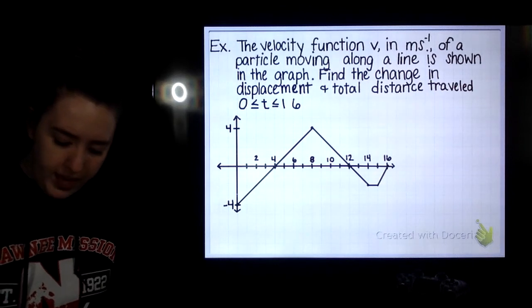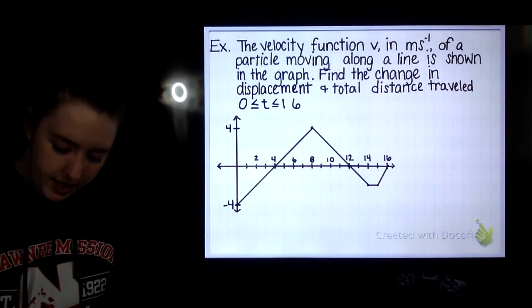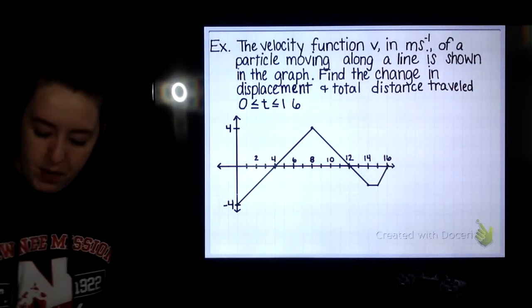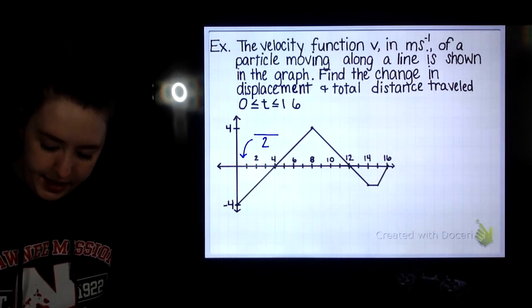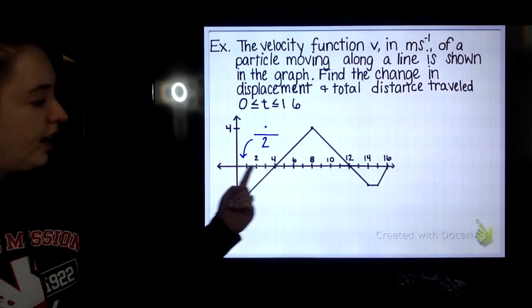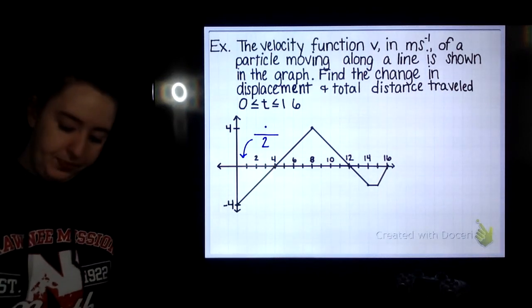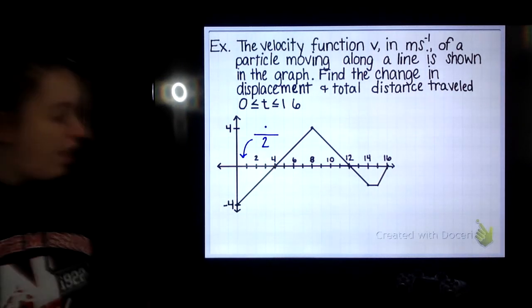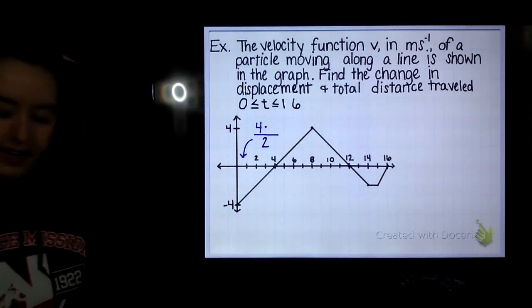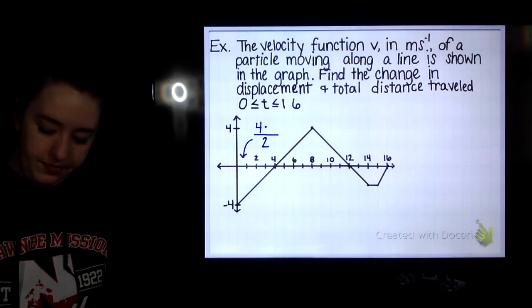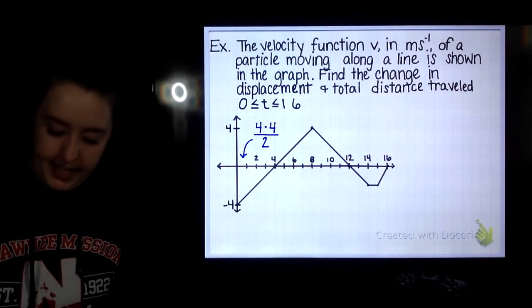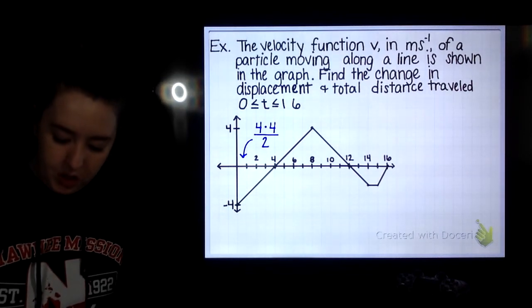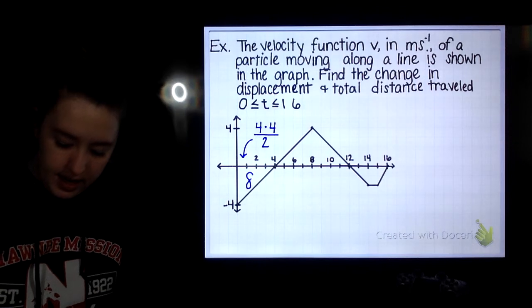So over here we have a little triangle right here. Remember, triangle is base times height divided by 2. The base of this triangle right here is 4. The height of my right triangle right here is 4. So then 4 times 4 is 16, divided by 2 is 8. So I know the area of this triangle right here is 8.